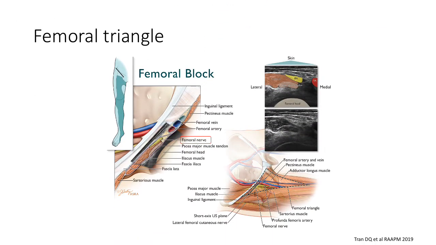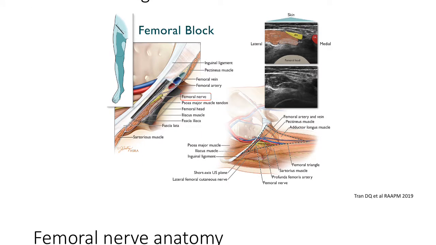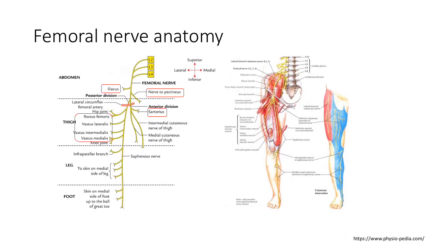At the level of the inguinal ligament, which is shown on the left, the femoral nerve travels lateral to the femoral artery and vein. In the right lower image, the femoral triangle is the area below the inguinal ligament. It's bordered by the sartorius muscle and the adductor longus muscle. At this level, the femoral nerve gives off articular branches to the hip and knee joints. About 4 centimeters into the thigh, the femoral nerve splits into the anterior and posterior divisions.